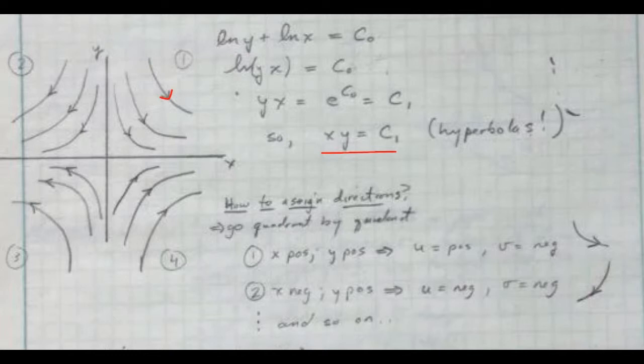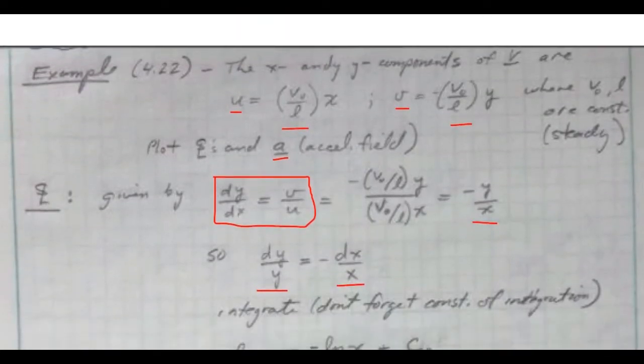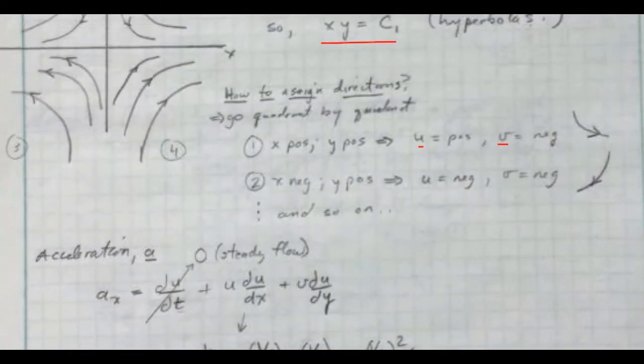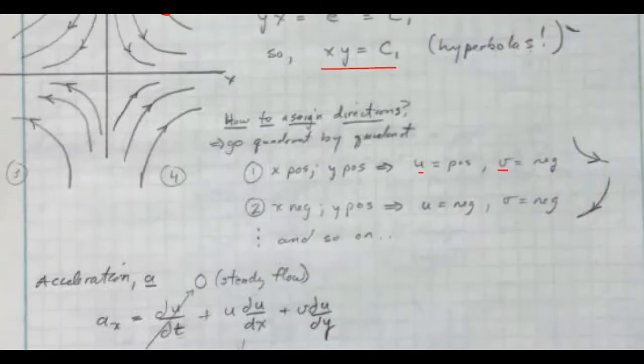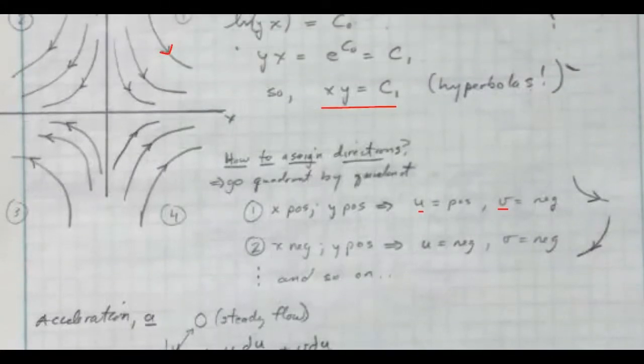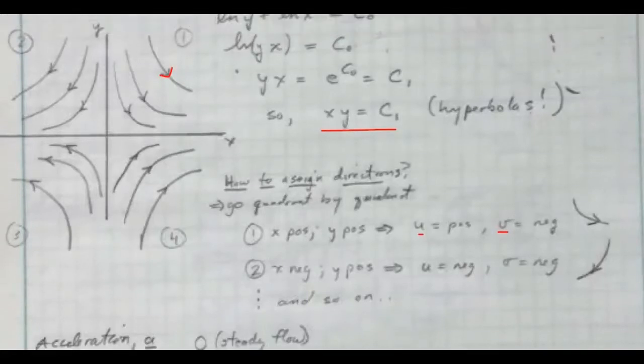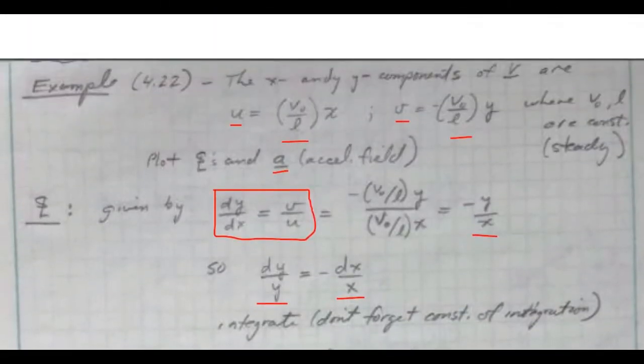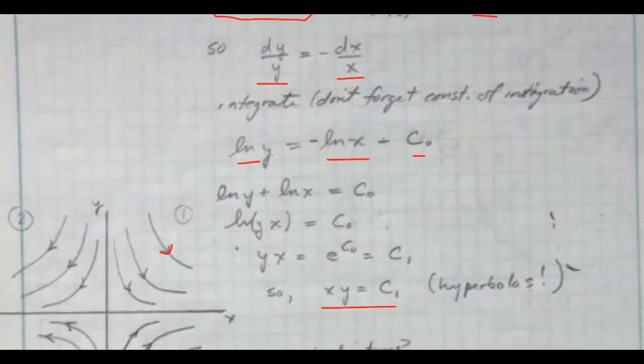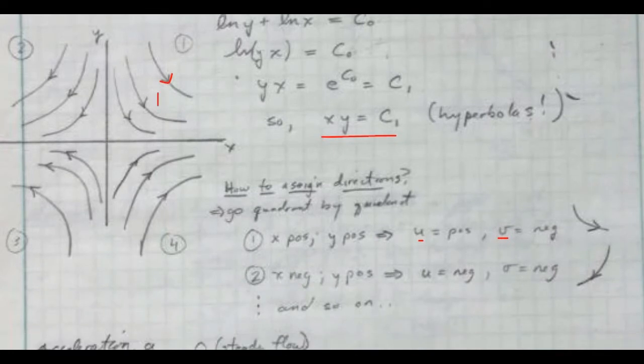In order to get these arrows, we have to go back to the original definitions of u and v, which remember are up here. Then we simply plug in some numbers there. For example, if we plugged in 1, 1 for the first quadrant, we would get a positive number for u and a negative number for v. Positive and negative means that we're going down for v and positive for x. So in other words, we're going this way.